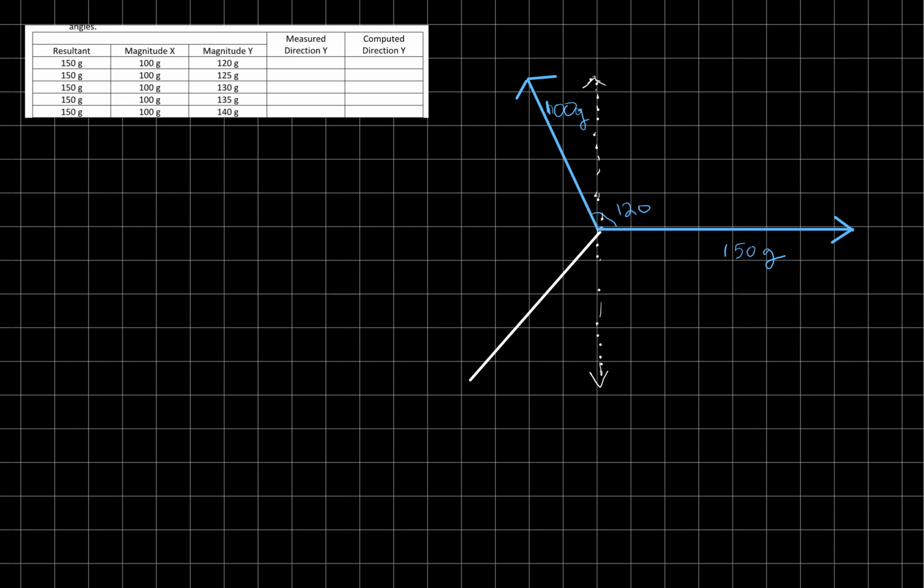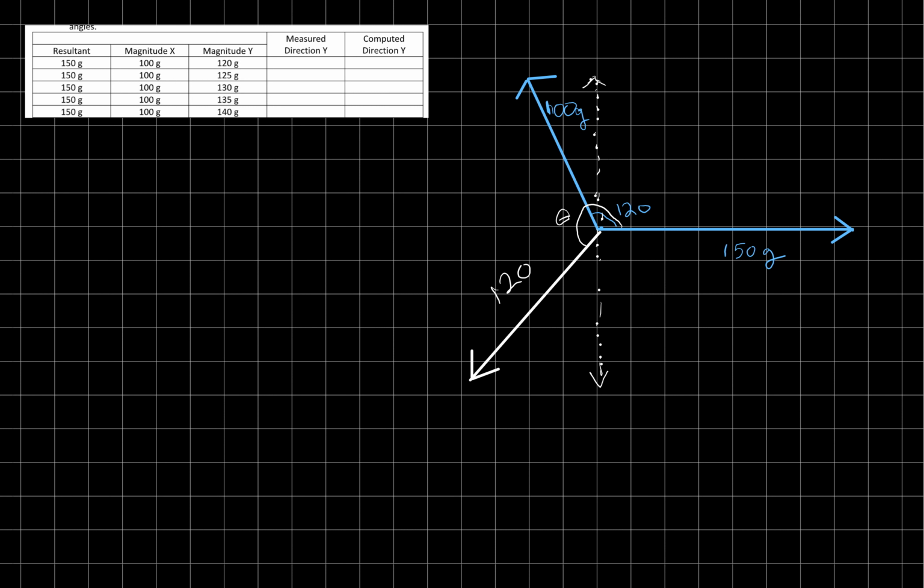Okay, now how do we find the angle here? This is again the 120, and what we're looking for is the computed direction. We're really looking for this angle right here. So this angle theta is what we're looking for. One way of doing this is by looking at the y components. They have to be equal.